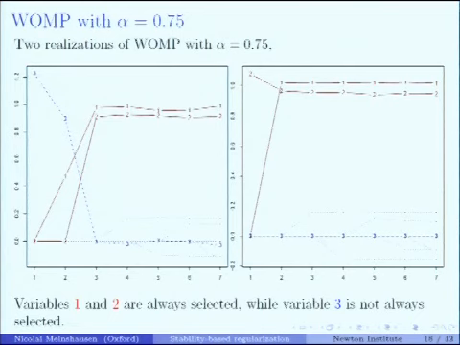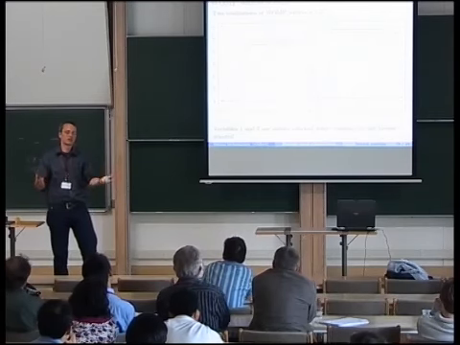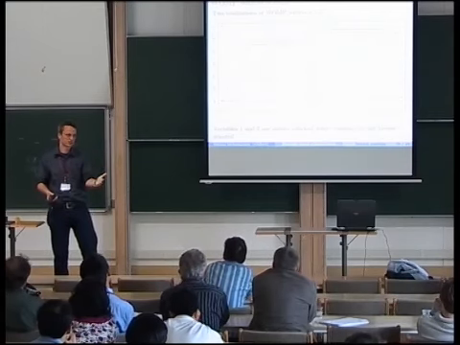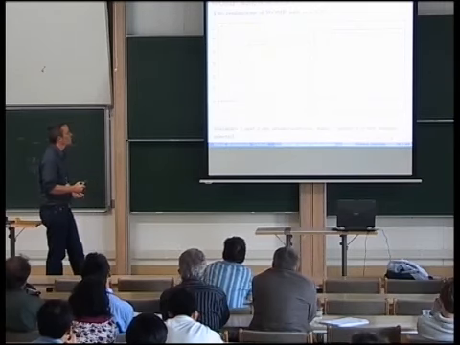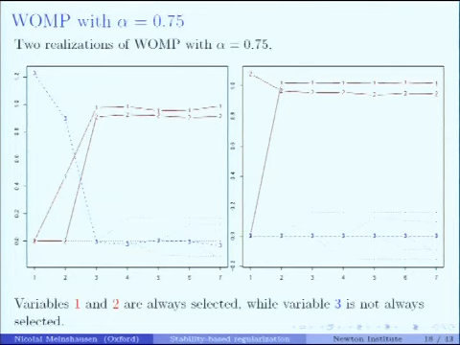And the point is, once you have selected the first two variables, there's no need for the third one any longer. So you're not going to select the third one if you have selected 1 and 2 before 3. And so sometimes it can go wrong and you select the third one, and sometimes it goes okay.